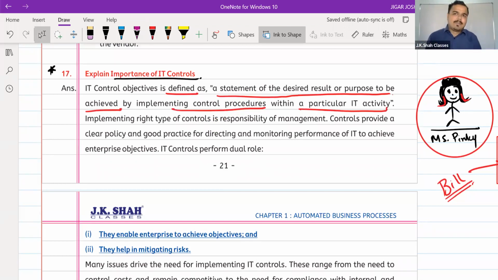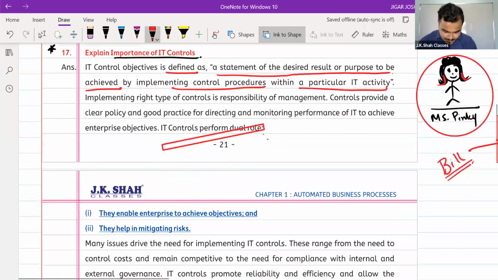So within a particular IT activity, if I apply the controls, I would be able to achieve my objectives and get the full benefit of my resources. Then definitely, is it good or bad, sir? It is too good. And thereby, my dear chartered, IT control performs a dual role, a double role. Sir, what are the double roles?